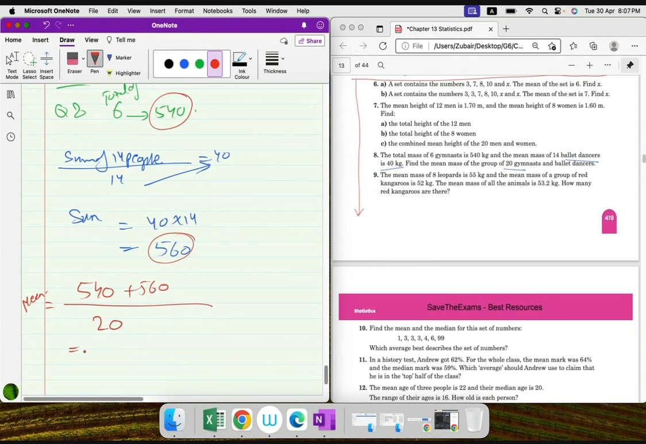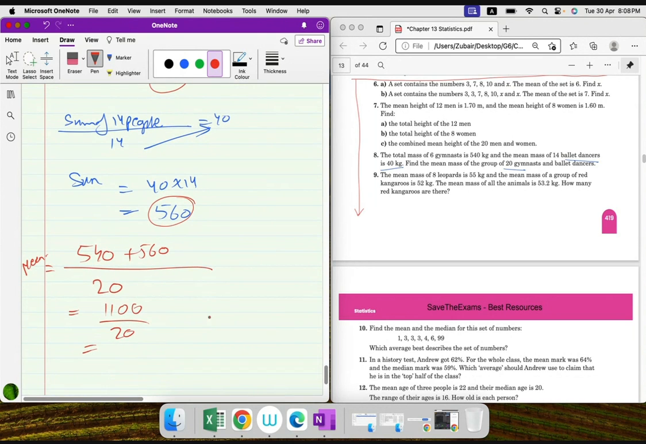Now we have the total for 20 people. This is 540 plus 560, that is 1100, and divided by 20, the total number, we get 55. So the average mass is 55 kgs. Clear? Yes, sir.